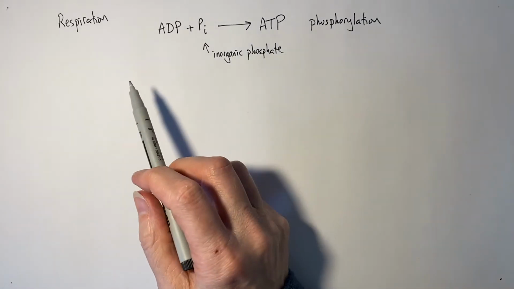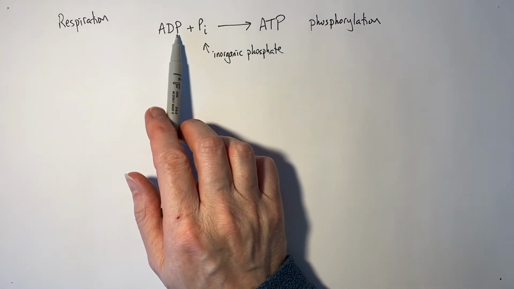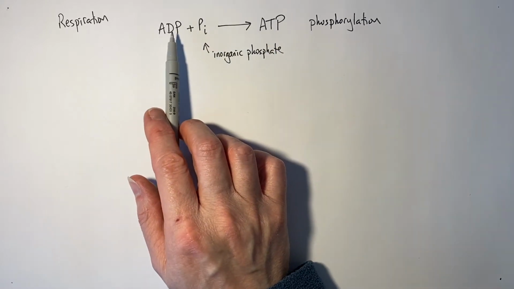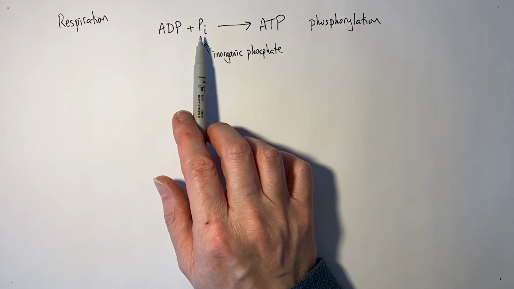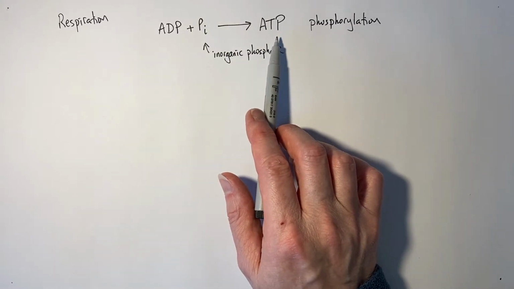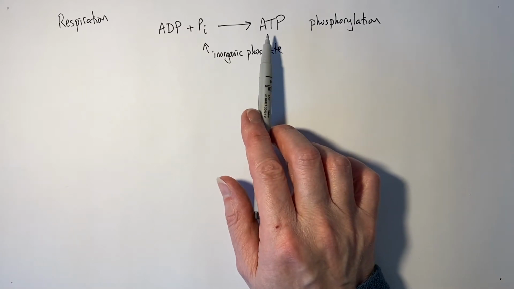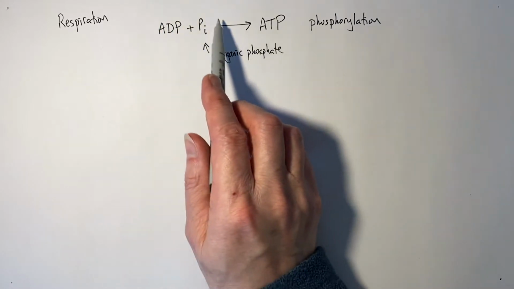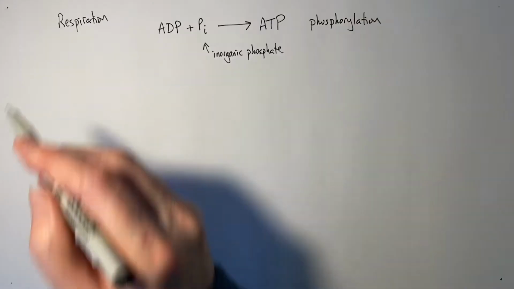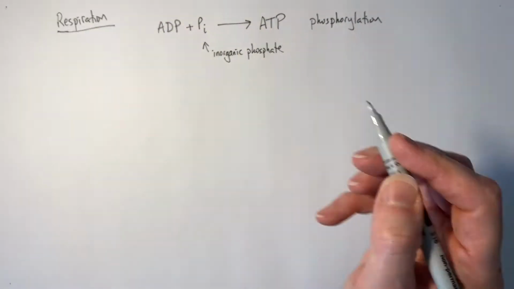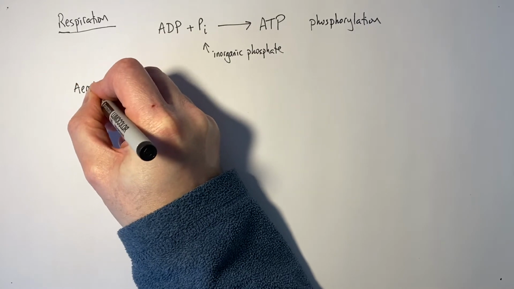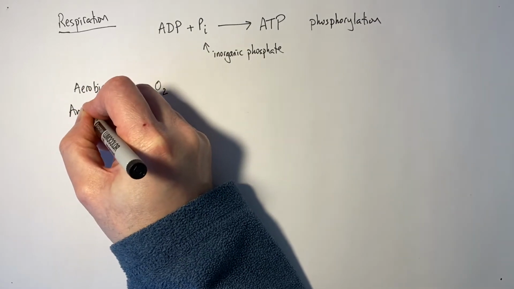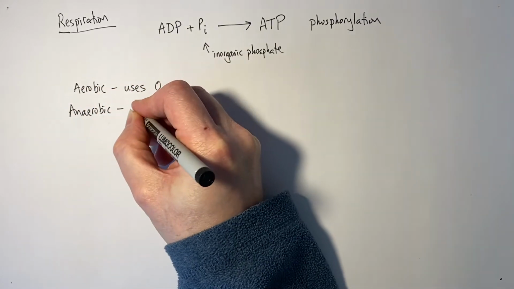And we always say that ADP is phosphorylated to ATP, or ADP is combined with inorganic phosphate to form ATP. We never say ATP is formed. You must include those two reagents as well. Okay? There are two types of respiration. Aerobic, which uses oxygen, and anaerobic, which does not.